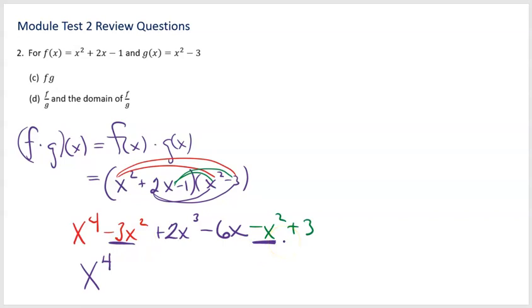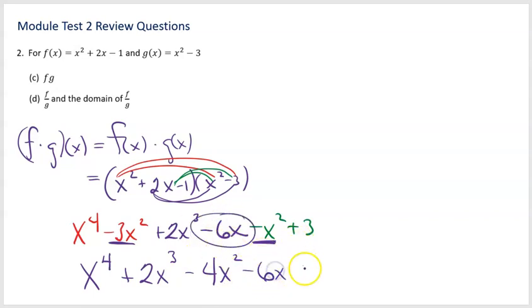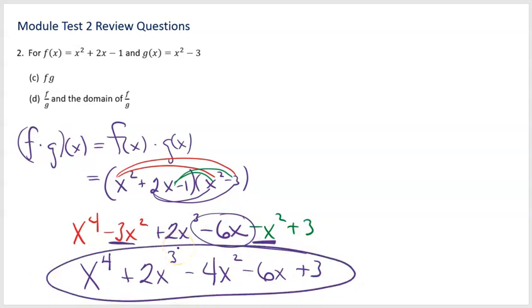Now, that's negative 4x squared, but I think I want to put my x to the third term next. There's only one of those, so I'm just going to bring it down, 2x to the third. Then I'm going to write negative 3x squared minus 1x squared, which is negative 4x squared. And then I have a minus 6x here. I'm going to bring that down, and then plus 3. And that's my final result for f times g of x. Okay. Next, I'm asked to find f divided by g.